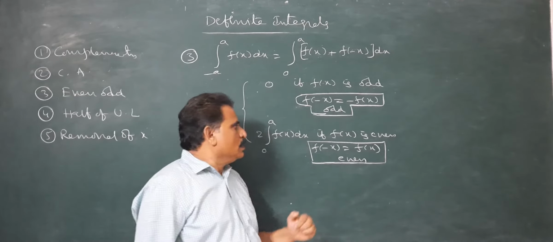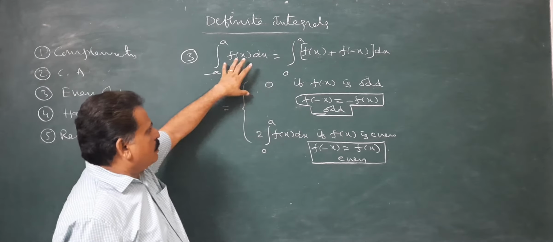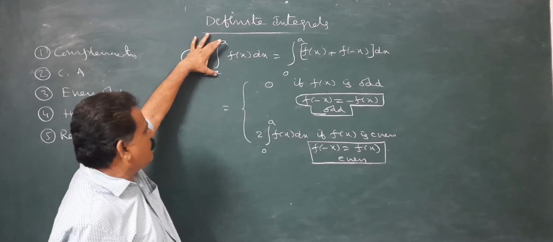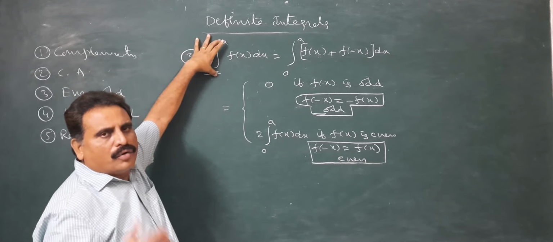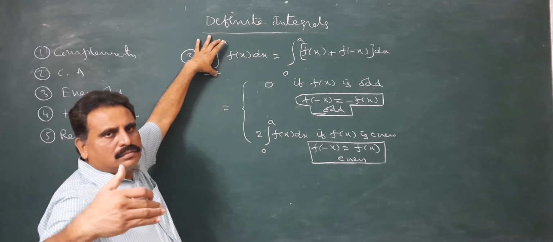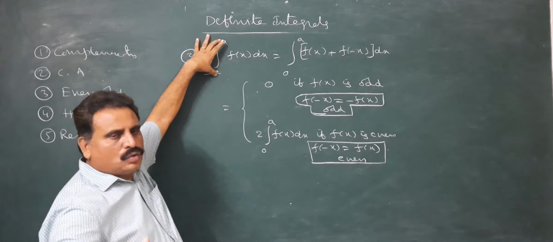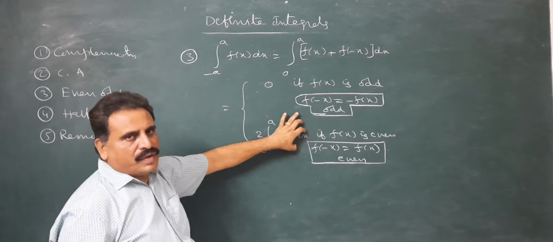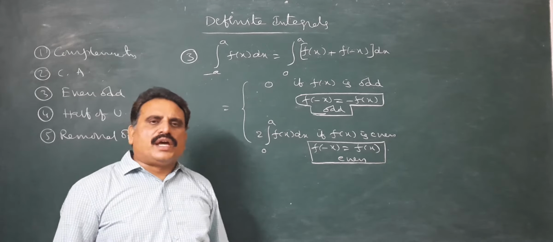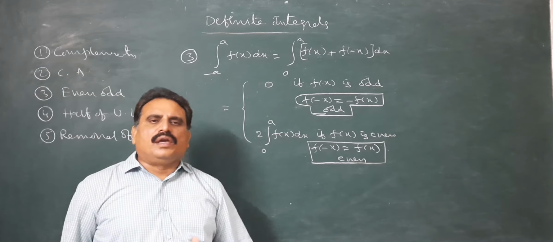So in definite integrals, wherever the limits are minus a to a, immediately you have to identify whether f(x) is either even or odd. If it is even, it is 2 times integral 0 to a f(x) dx. If it is odd, that is 0.